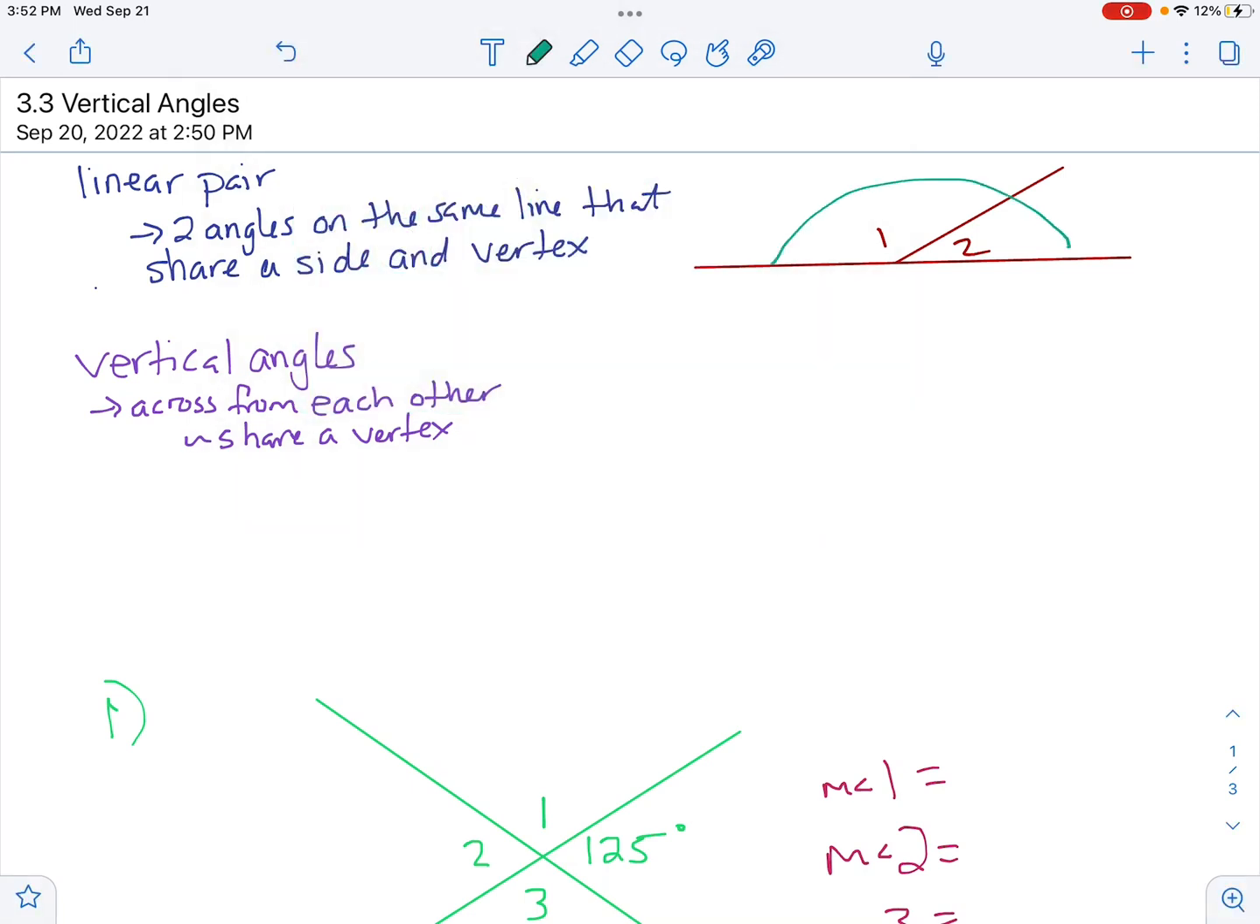So if I draw in that half circle right here, I know that's 180, which would mean that angle 1 plus angle 2 would add to be 180. What's that definition? So these are always supplementary.